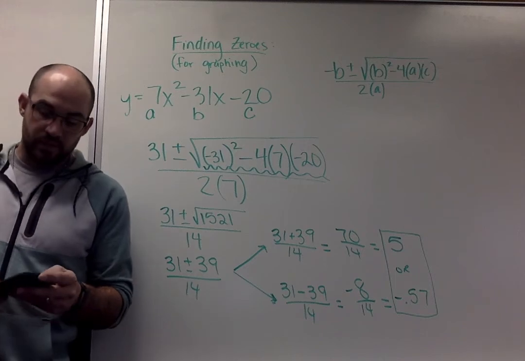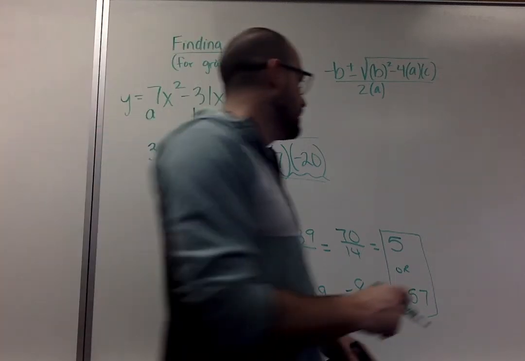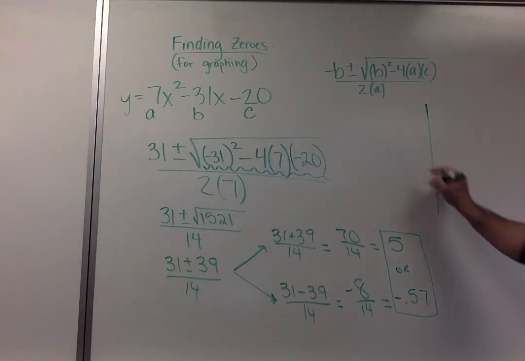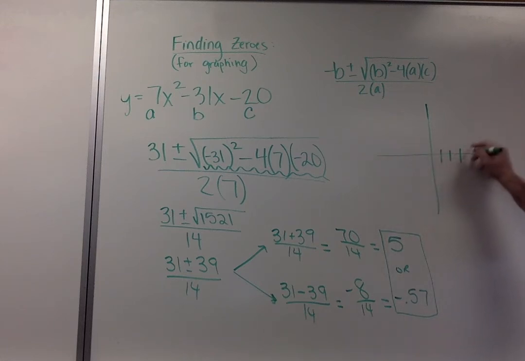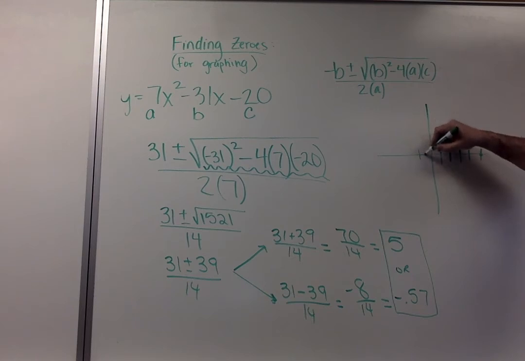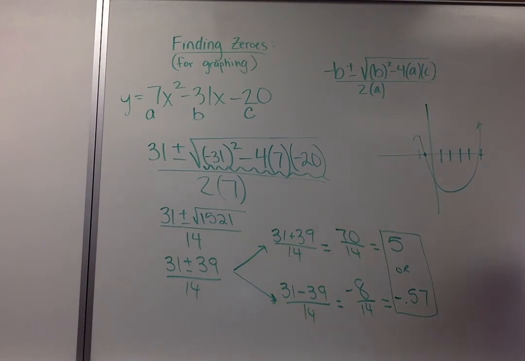Okay? This is my zeros. This is essentially where on my graph, I know on the x-axis at 1, 2, 3, 4, 5, I know it's going to hit here in negative 0.57, so about negative 1/2. This is going to be what my graph looks like. Okay? It gives us a general idea of that graph.